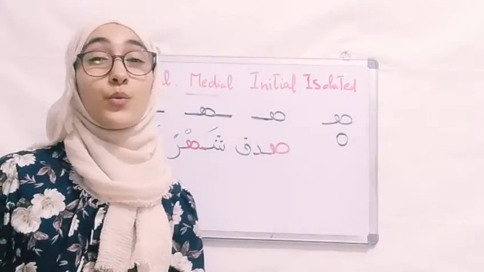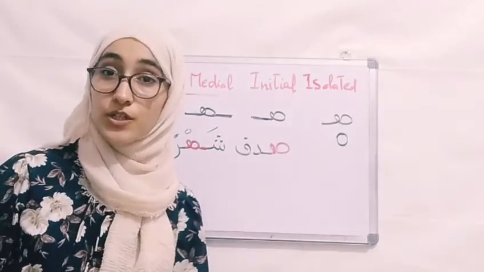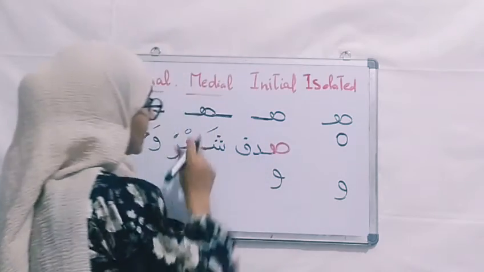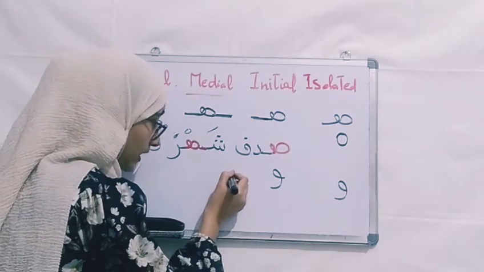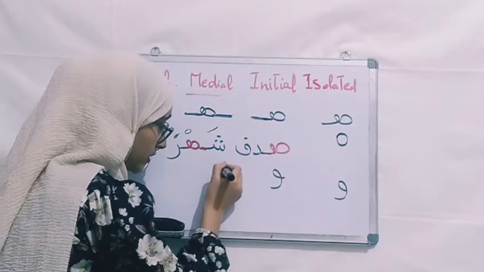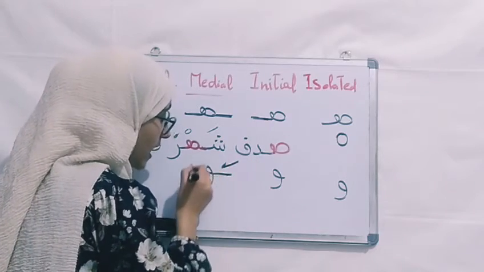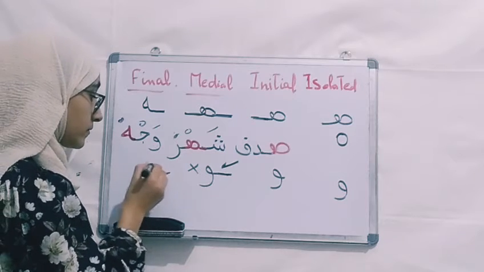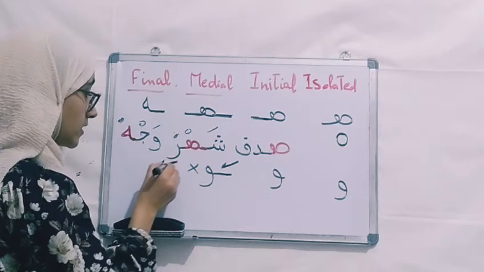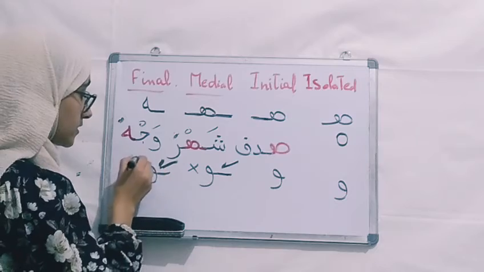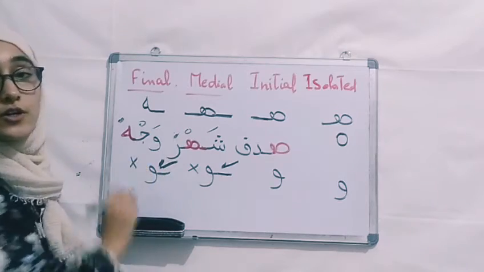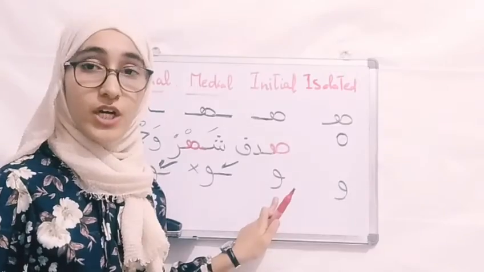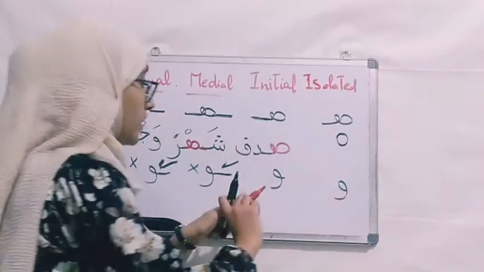Then we have waw. Do you remember waw from the six one-way connectors? It is the same in the initial form. In the middle form, you keep the connecting line because it needs to be connected before, but it doesn't connect after. Same here in the final form. So let's give an example in initial form: as I told you, وجه.